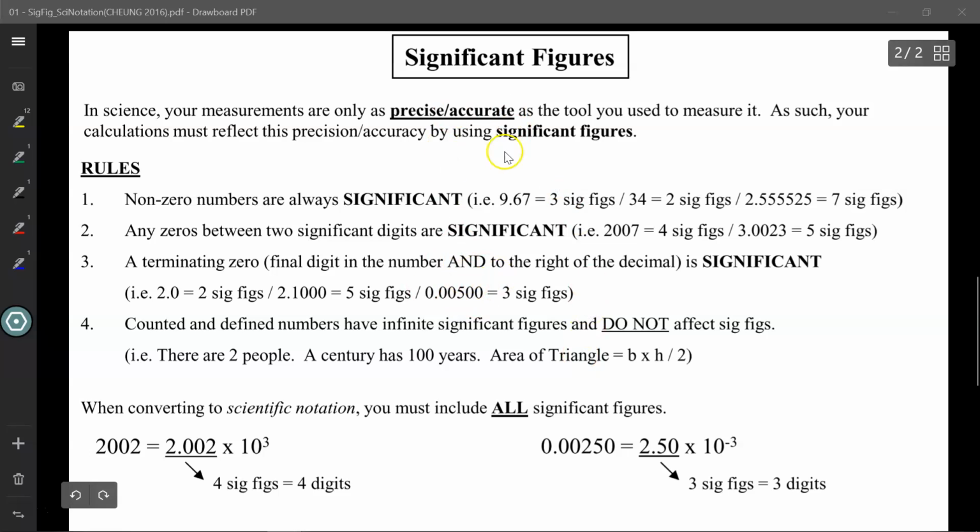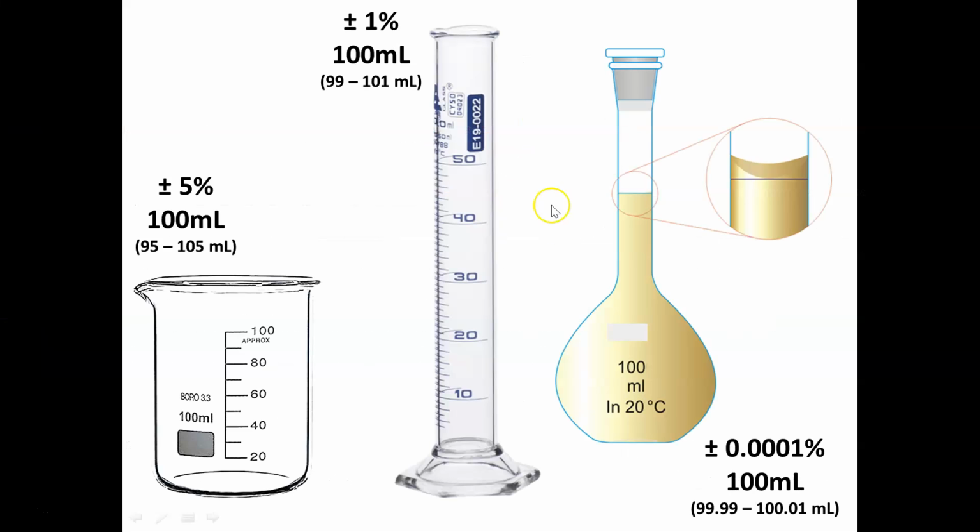To that end, scientists use significant figures to inform the reader about how precise or accurate their calculations or values are. Let's take a look at these 3 tools that we use in the lab. All 3 are good for measuring volumes, but they have varying levels of accuracy and precision. So beakers are good for mixing chemicals together and pouring them out, but they're not great, not super accurate or precise when it comes to measuring volumes. That's why it actually says approximately 100 milliliters.